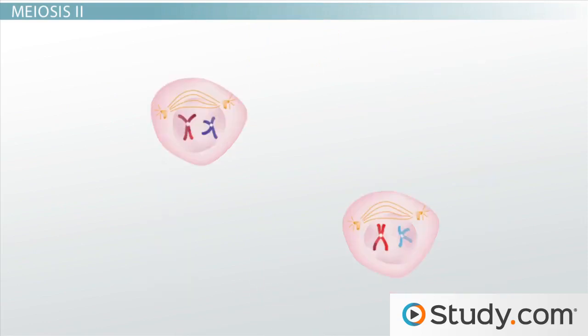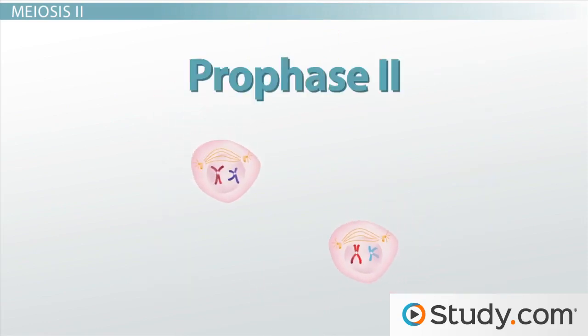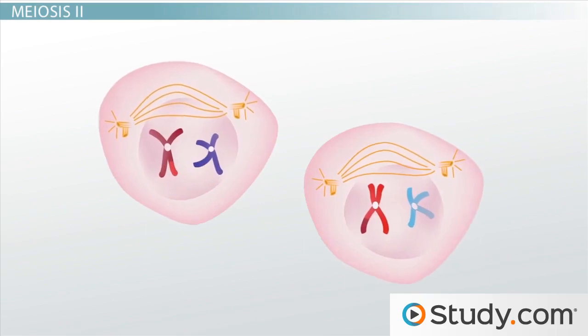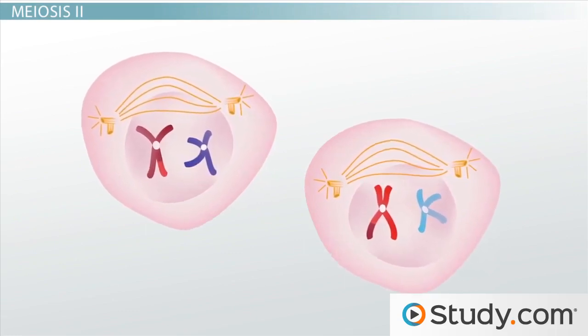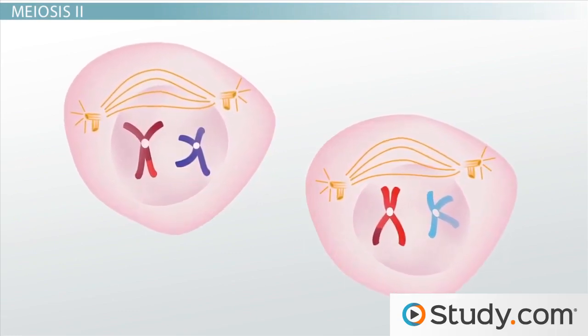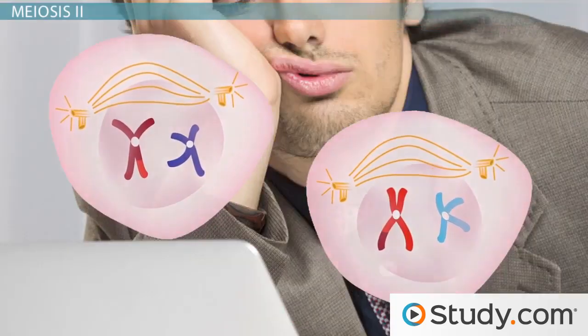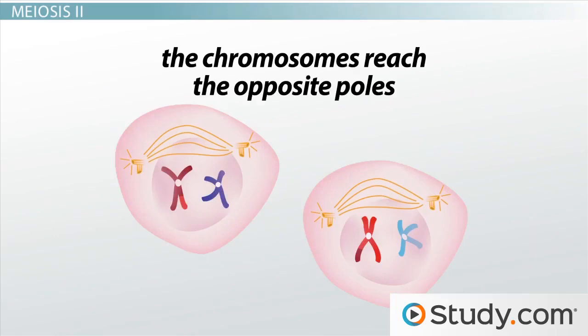What's the first step? You guessed it, prophase 2. Now we no longer have homologous pairs, and there's no crossing over, like we saw with prophase 1. So prophase 2 is a bit boring.